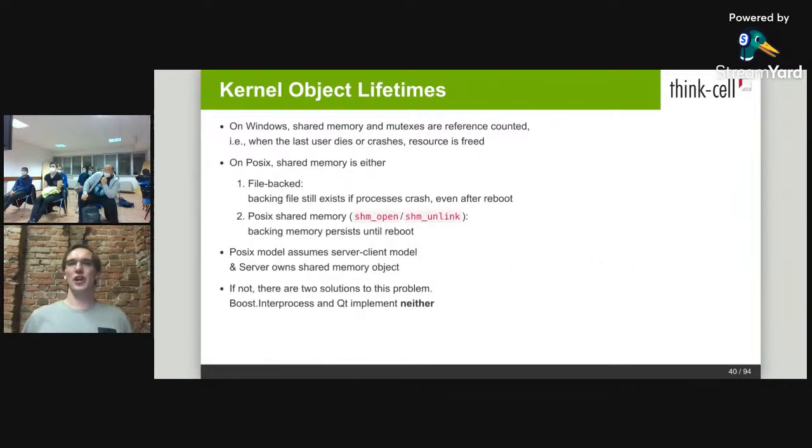So on Windows, shared memory objects, mutexes, a lot of kernel objects are reference counted. That means when the last handle to them is closed, even if that is because a process has crashed, then that resource is automatically freed. On POSIX, shared memory is either file-backed, which means the backing file will still exist if the process crashes, even after a reboot of the system, or you use the actual POSIX shared memory implementation, which is typically pretty limited, which still means that the backing memory will persist until the system is rebooted.